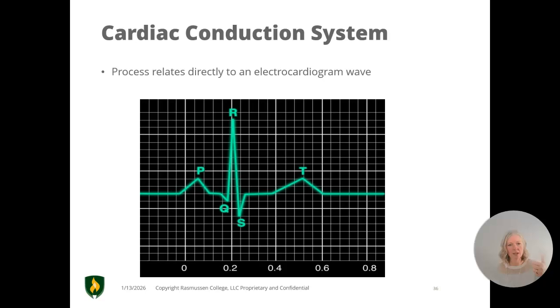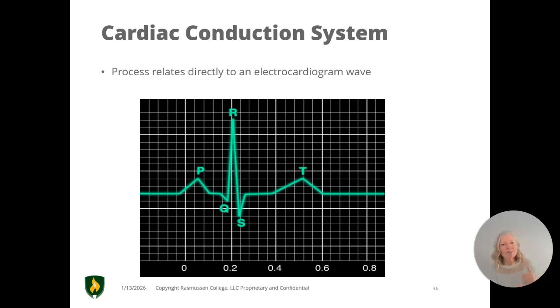It starts with that SA node that creates the impulse that tells your atria to contract, travels down through to that AV node. There's a little pause, and then that AV node depolarizes, telling the ventricles to contract. What happens next is that message is carried down through the bundle of His, the bundle branches, and out and around the ventricles in the Purkinje fibers.